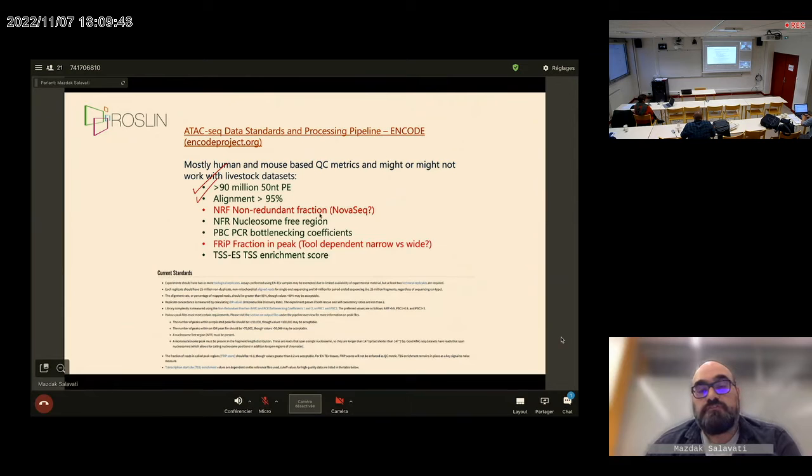Unfortunately, our non-redundant fraction didn't match the levels of expectation recommended by ENCODE. They recommend 0.9, and ours were much lower than that. I'll show you in the next slide. The nucleosome-free region was present in all the samples. The PCR bottlenecking coefficient was perfectly fine, and our FRiP score was also quite low.